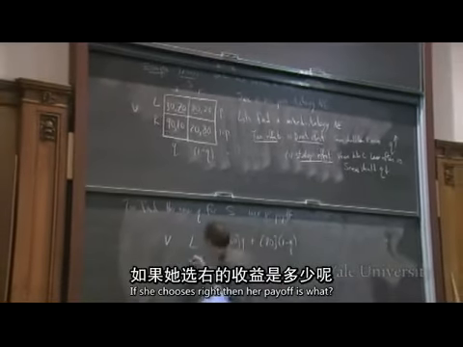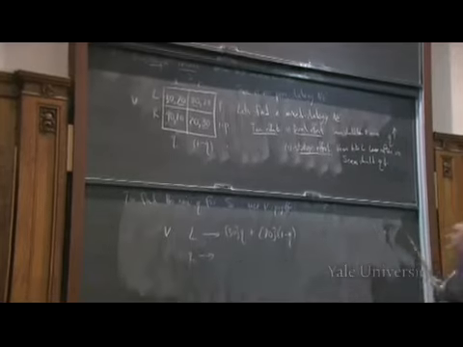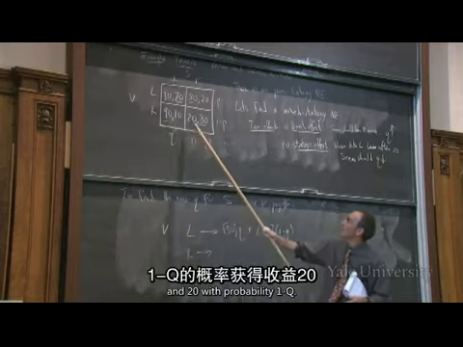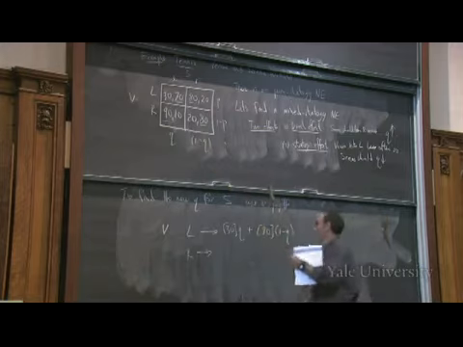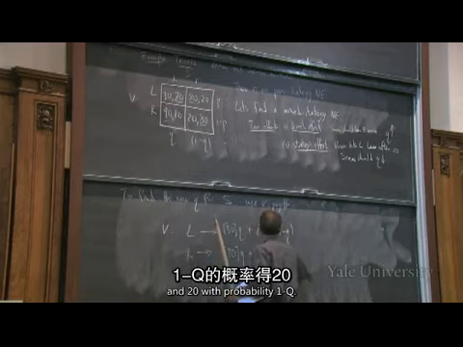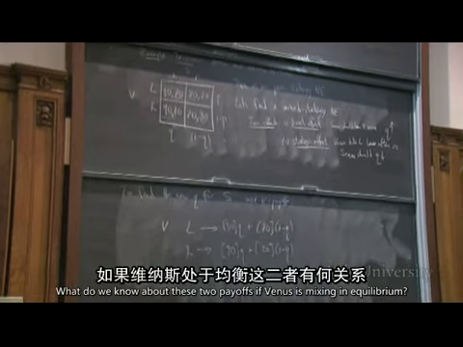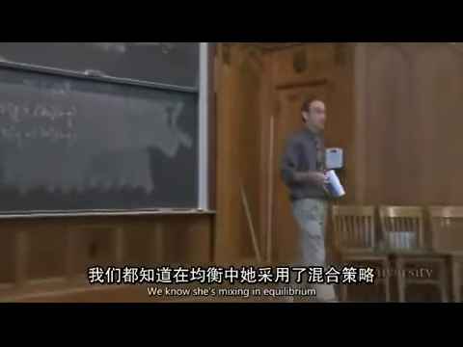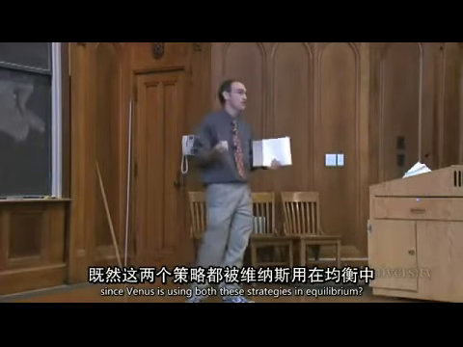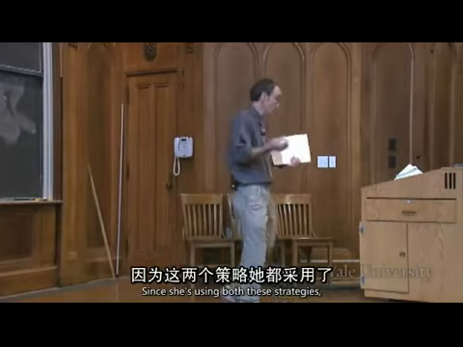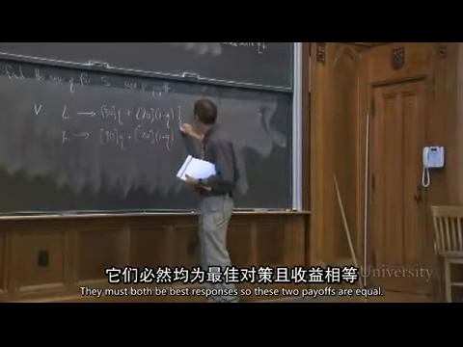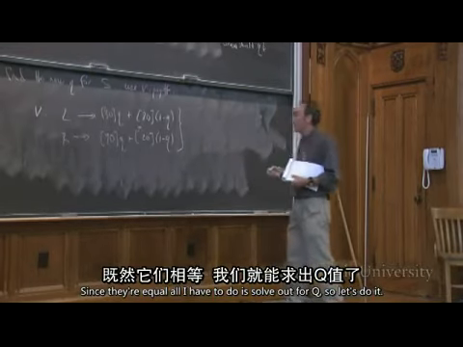And if she chooses right, then her payoff is what? It's going to be 90 with probability Q and 20 with probability 1 minus Q. And what do we know about these two payoffs if Venus is mixing in equilibrium? And we know she's mixing in equilibrium because we saw there was no pure strategy equilibrium. So what do we know about these two payoffs since Venus is using both these strategies in equilibrium? They must be the same. Since she's using both these strategies, they must be equally good. They must both be best responses, so these two payoffs are equal. Since they're equal, all I have to do is solve out for Q, so let's do it.